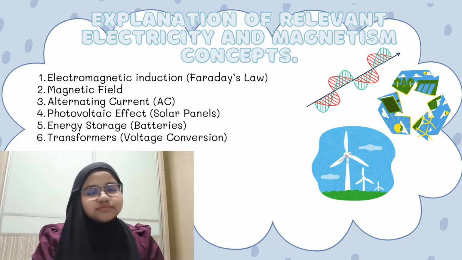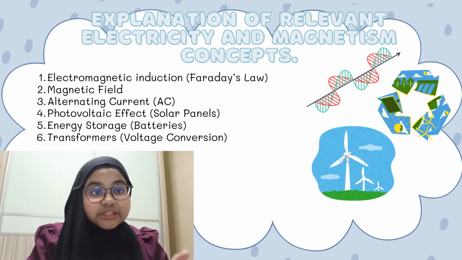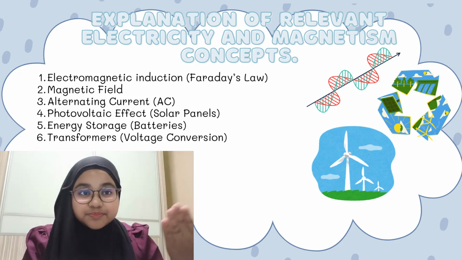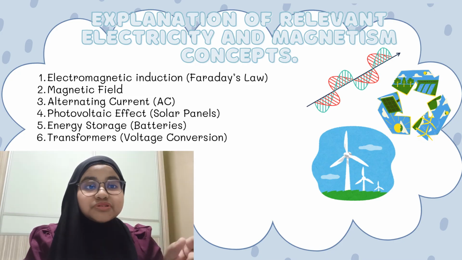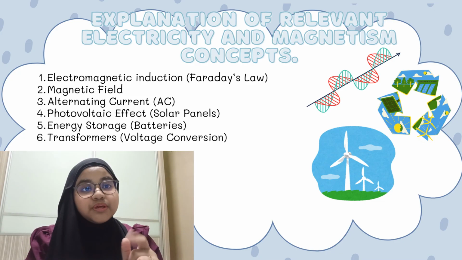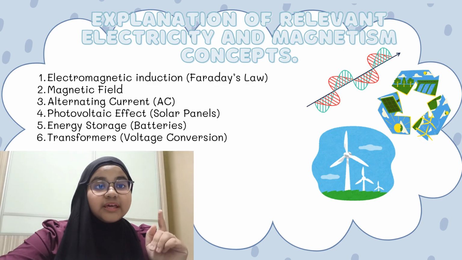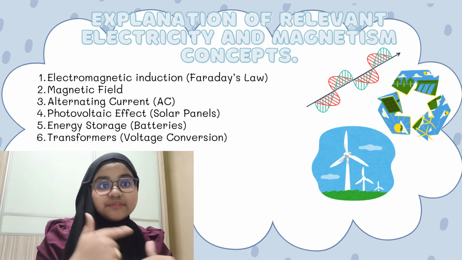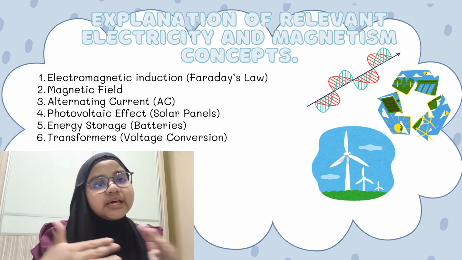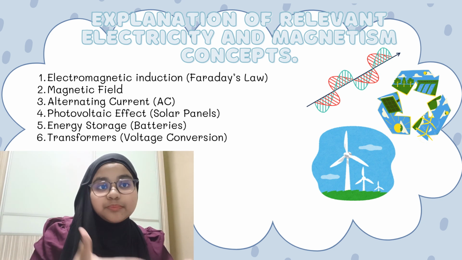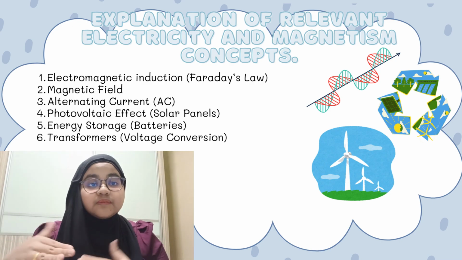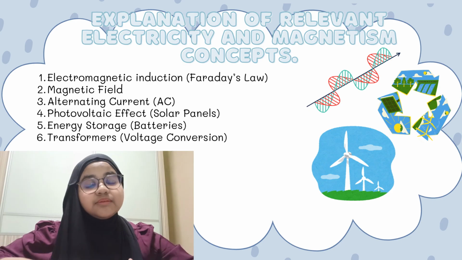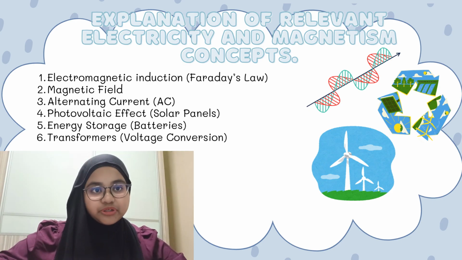Number two is magnetic field. Again, all of these renewable energy generators have magnets inside. What does a magnet produce? It produces a magnetic field. So here are some key points. If there's a change in the magnetic field, it means there's electricity being produced. But if you see there's a constant magnetic field, it means there's no electricity being produced.